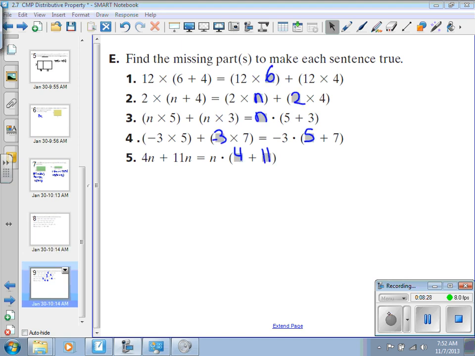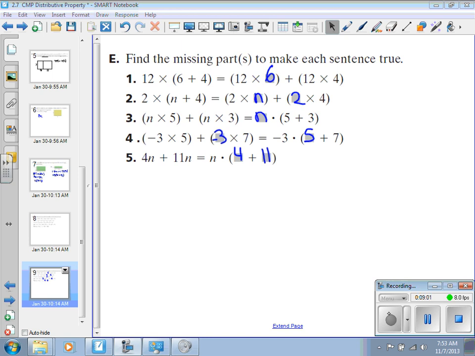Okay, so on number 1, we do 12 times 6 plus 4 in parentheses. So when we break it apart, we get 12 times 6 plus 12 times 4. Number 2, 2 times n plus 4. When we break it apart, the n has to go in the first box, and the 2 has to go in the second box. Number 3, n times 5 plus n times 3. n is the multiplier of the 5 plus 3.